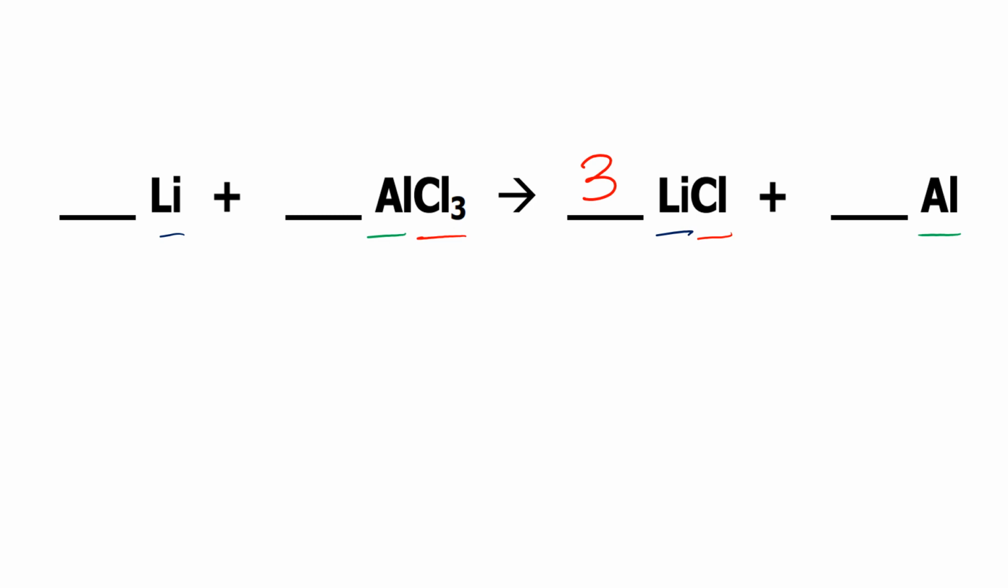So I've got to look on the other side, and I can see that now I have 3 Li's on my right. On my left side I only have 1, so I'm going to put a 3 here, and that distributes. And I've got to double check my other stuff. I didn't change my aluminum, so it's still the same. Now I see that I have 3 Li's on both sides and 3 Cl's on both sides and 1 aluminum each. That's how you balance.